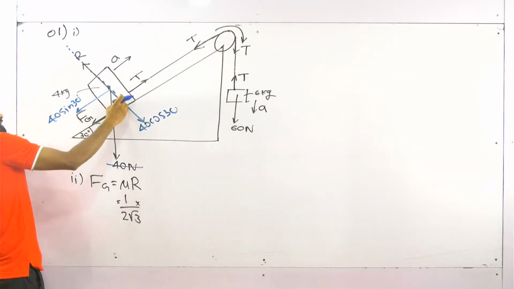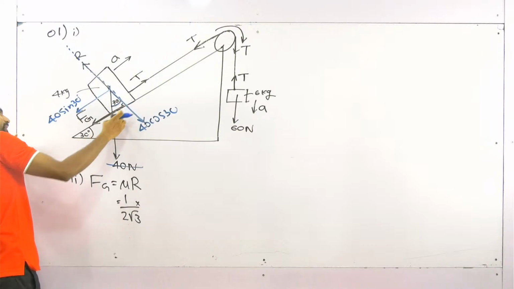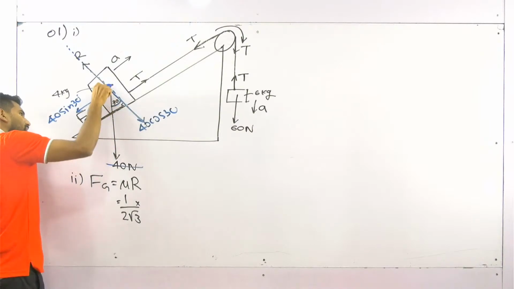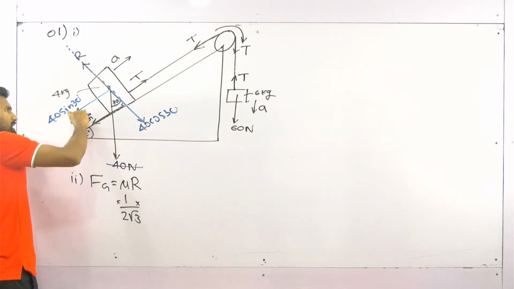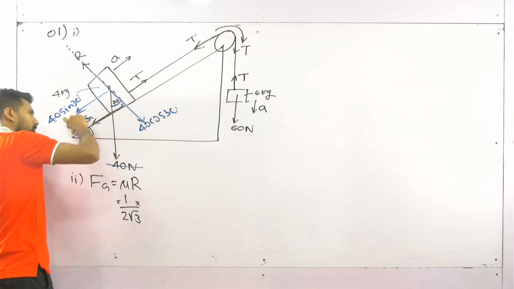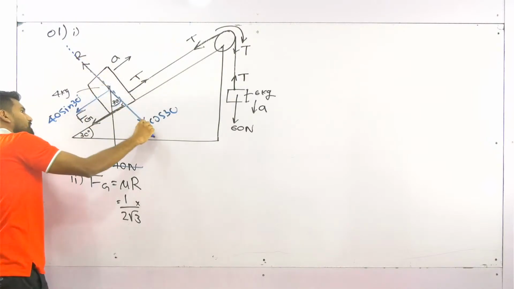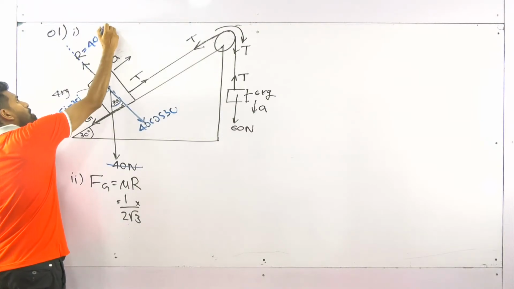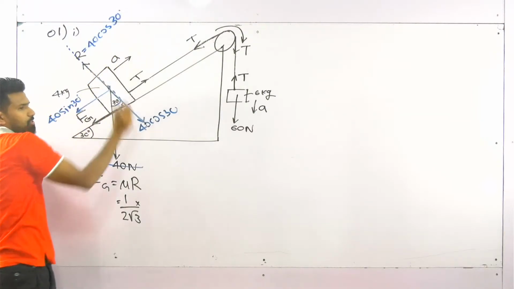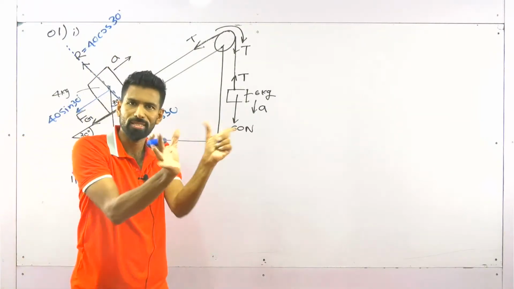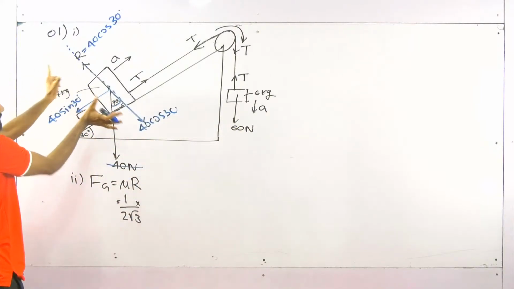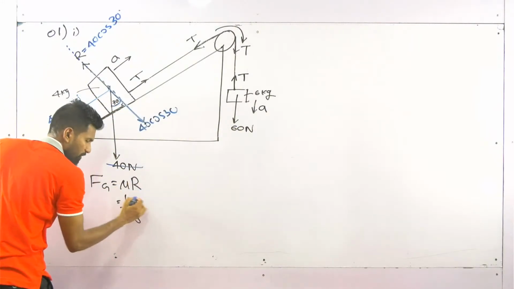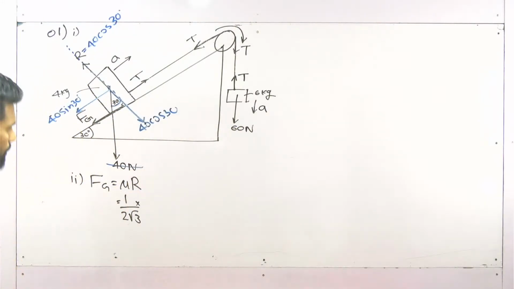You can see R is perpendicular to the plane in the upward direction, and 40 cos 30 is perpendicular in the opposite direction. As there's only motion parallel to the plane, these 2 forces should cancel out. R will also be equal to 40 cos 30. They will cancel out from opposite directions. So R is equal to 40 cos 30.